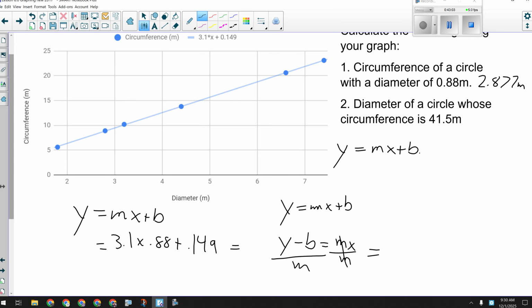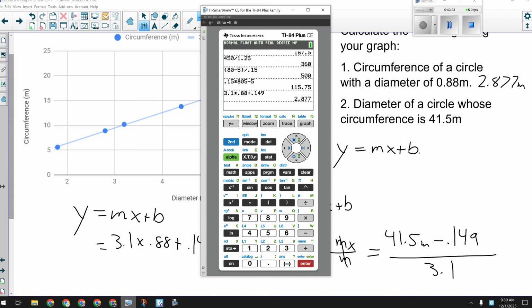Now I can plug in my numbers. They told me Y was 41.5 meters. B is 0.149. And then I'm going to divide by M, which was 3.1. On this one, again, you need to do that top part first, 41.5 minus 0.149. Now I can divide that by 3.1. So the diameter of that circle would be 13.3 meters.